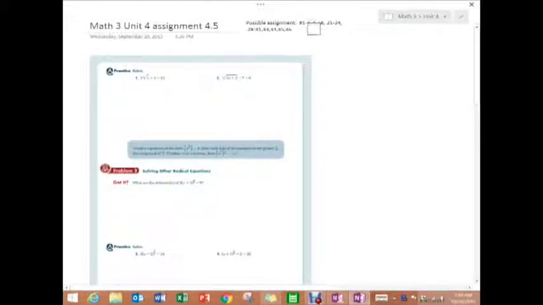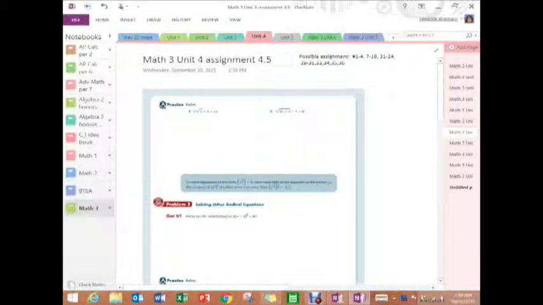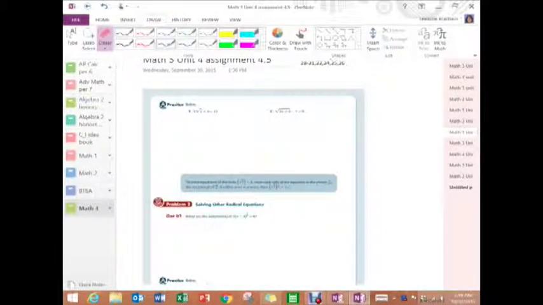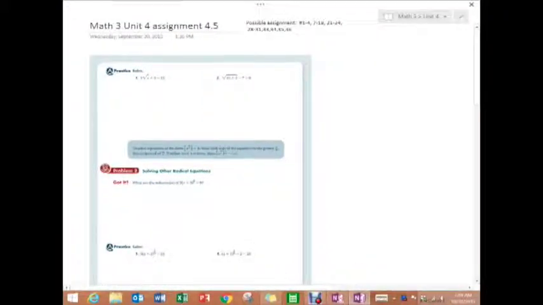I think that, let me change out of an eraser. I'm going to change my writing tool. We'll go with blue. That looks wonderful.